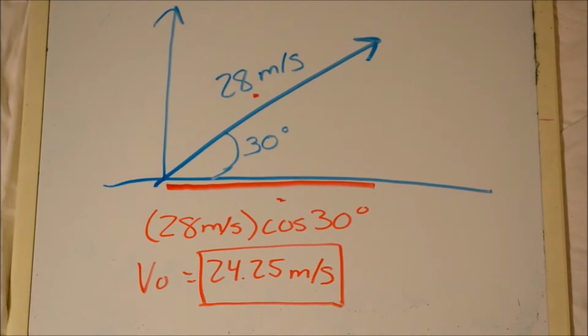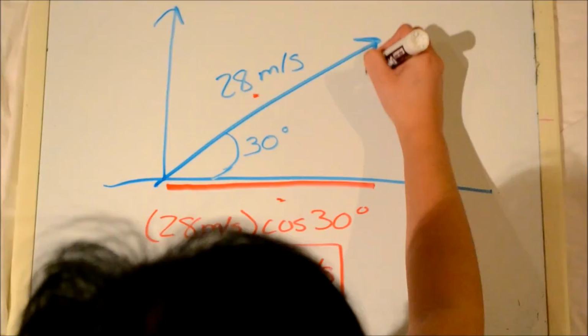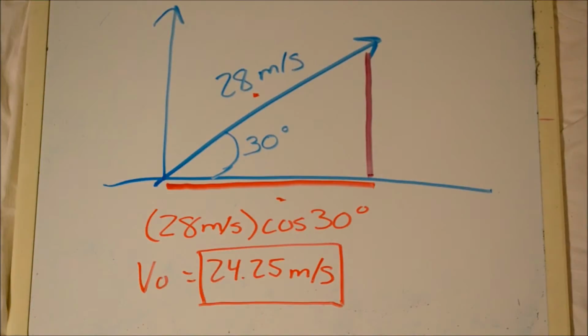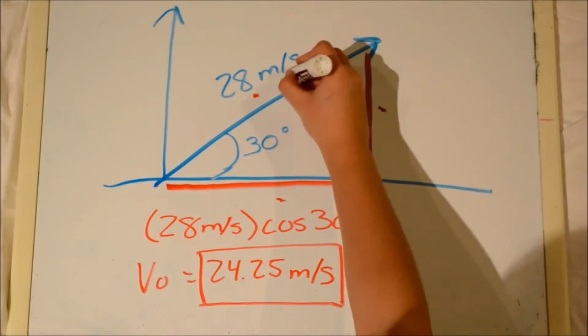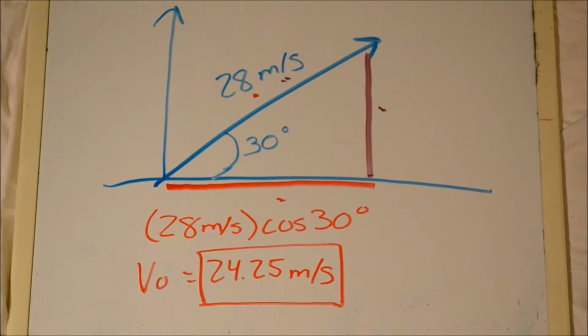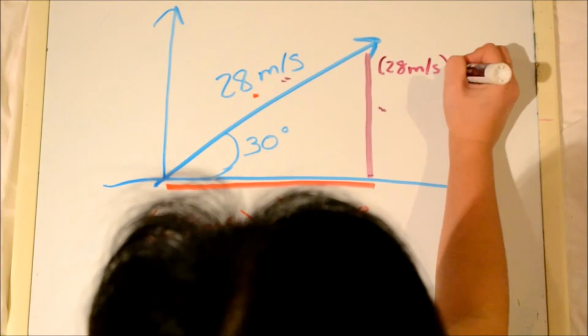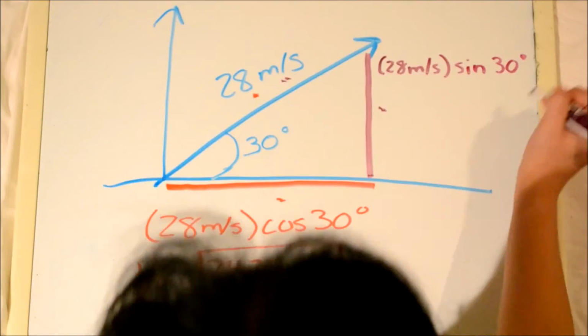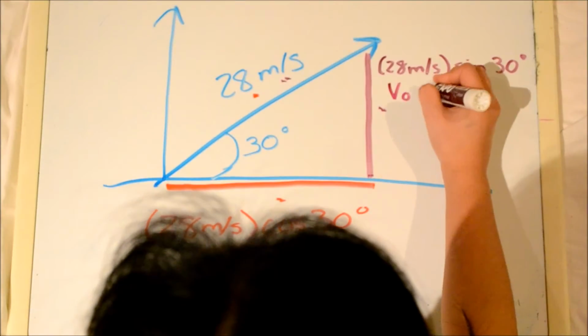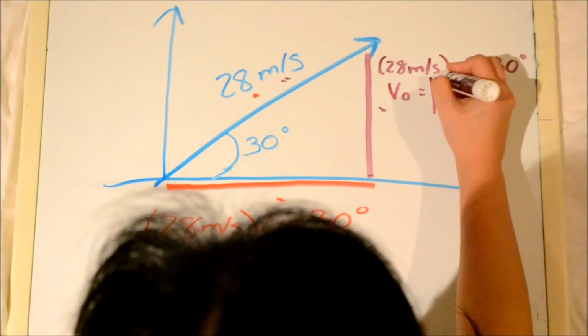And for the vertical initial velocity, you do the same thing but use sine because this deals with the hypotenuse and opposite side of 30 degrees. So you will multiply 28 meters per second by the sine of 30 degrees, and this gives the initial velocity in the vertical direction, which is 14 meters per second.